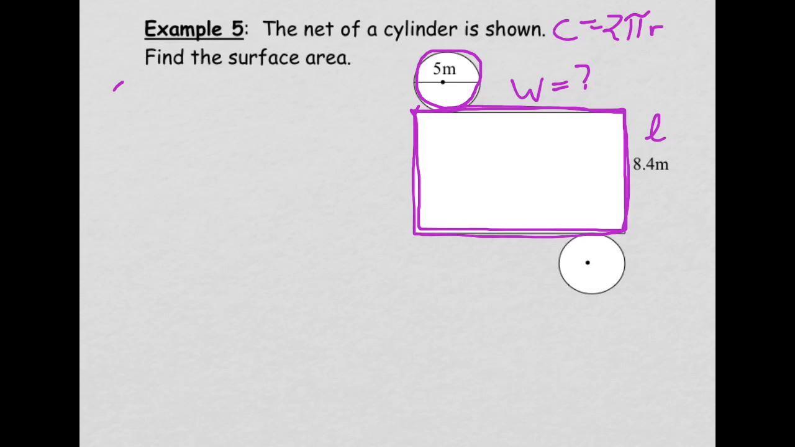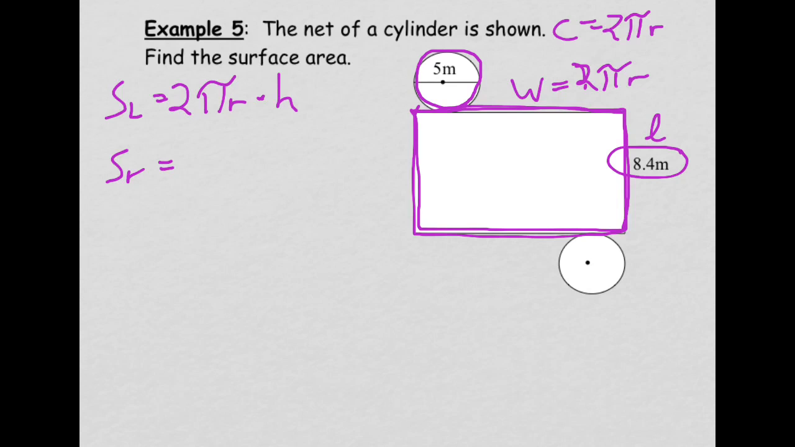And so that's why my lateral area, surface of my lateral area, is my circumference, which is my width here, 2 pi r times my height. This is the diameter. That's a great question. So my radius is 2.5. Probably, yeah. And my height is 8.4.